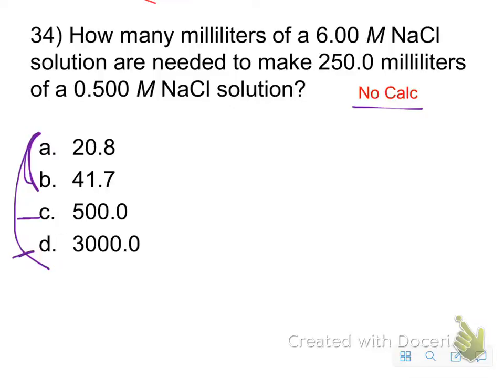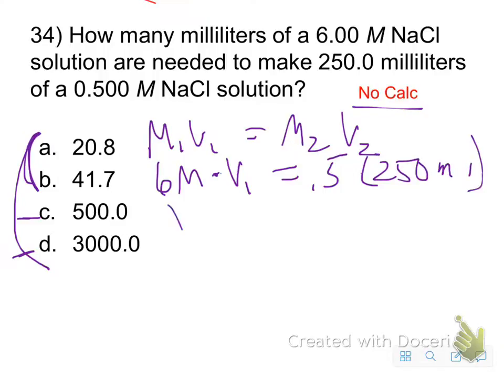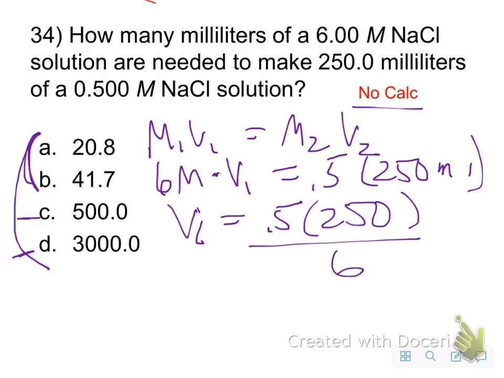So how many milliliters of 6 molar? This is the dilution, M1V1 equals M2V2. And I have 6 molar of this times, and I'm trying to find volume, right? Times molarity of my diluted is 0.5, and my volume here is 250 milliliters. Okay? So my volume is going to be 0.5 times 250 over 6.